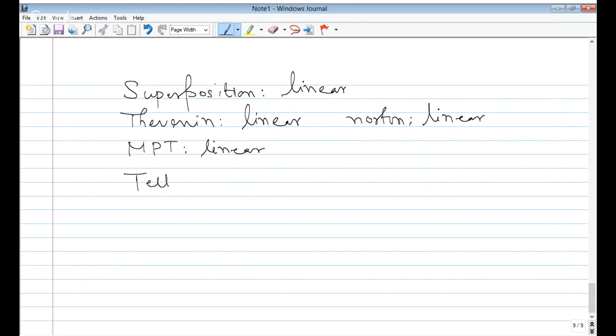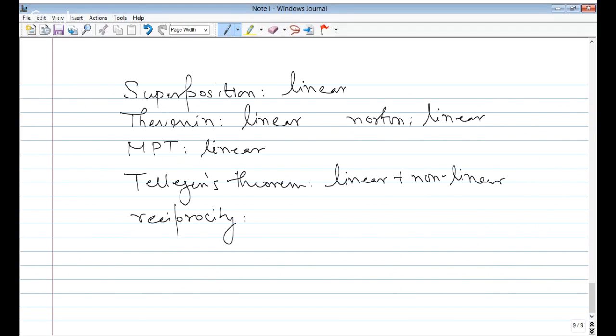What about Tellegen's theorem? Tellegen's theorem can be applied to linear as well as non-linear. Reciprocity again for linear. So I guess the most important theorem that is applicable for linear as well as non-linear is your Tellegen's theorem.